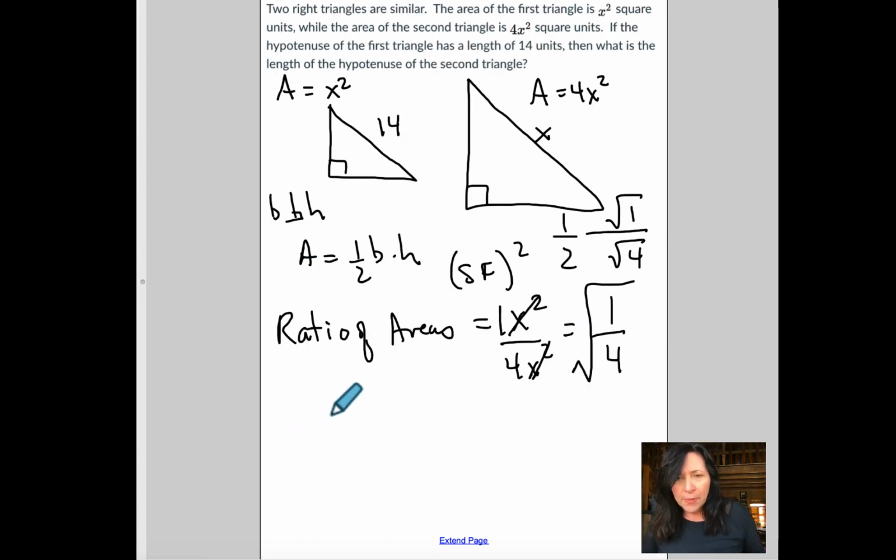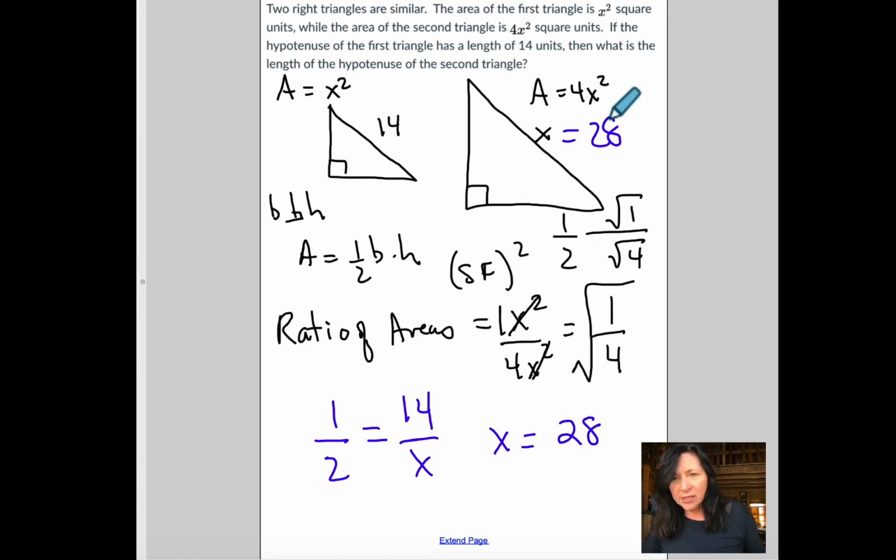So I'm going to go 1:2. That's my scale factor, as 14 is to x. I'm going to cross multiply. 1 times x is x, and 2 times 14 is 28. So x, my hypotenuse, has got to be 28 units. All right, right on. Cool.